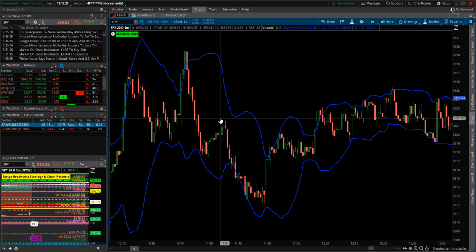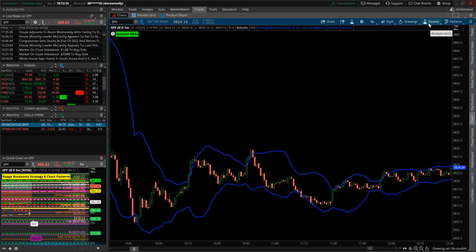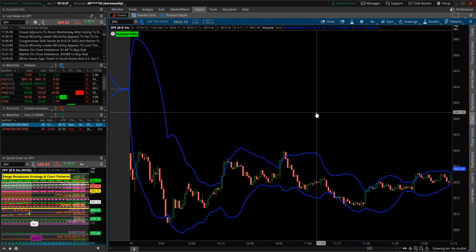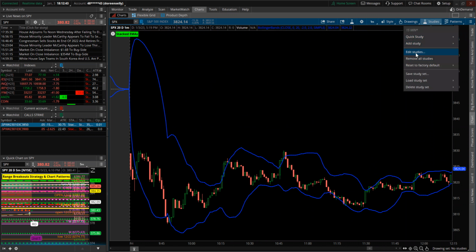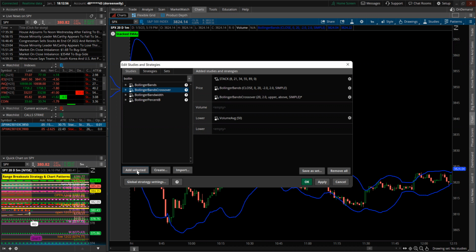Now, for me, I don't really like to add the band to my chart. So what I do, we go to studies and we're going to add the arrows. And these arrows will tell you when the volatility is happening, right? So go to studies right here on your Thinkorswim, edit studies. What do you want to do? You want to type in Bollinger Bands, and you're going to take the crossover. So click on the crossover, add selected.